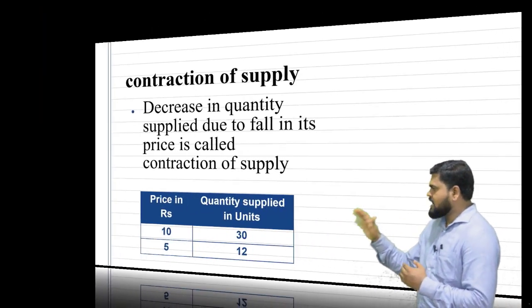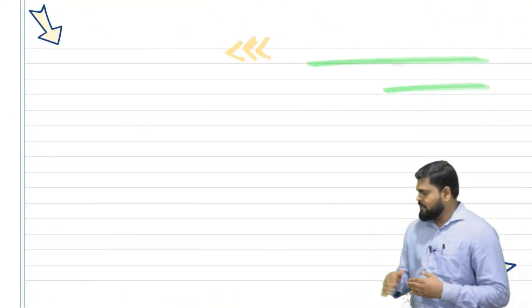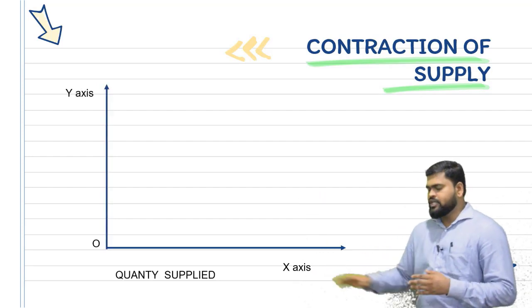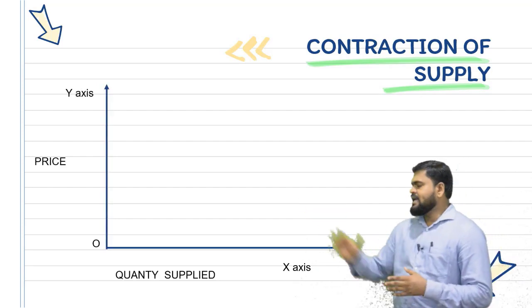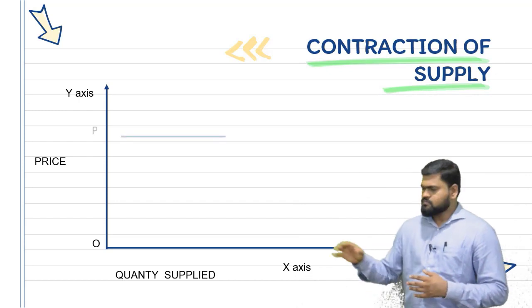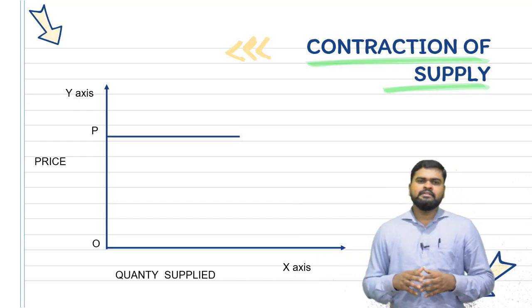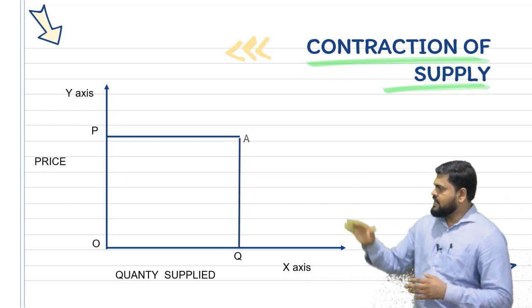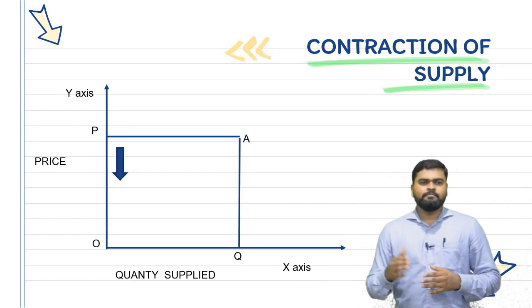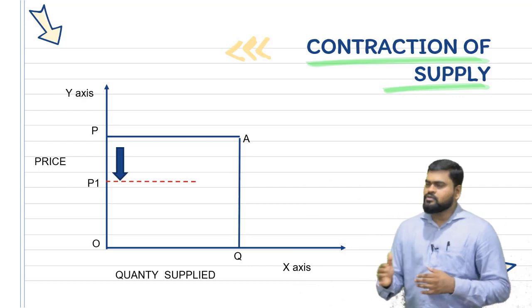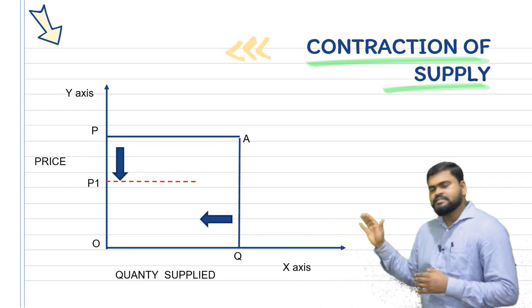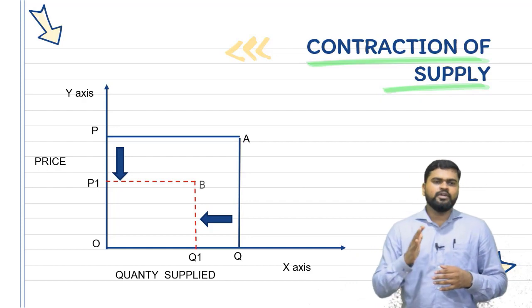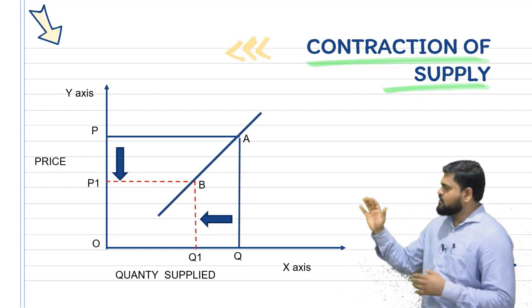Let us move on to the diagram of contraction of supply. We have the x-axis, we have the y-axis. On the x-axis we denote quantity supplied, on the y-axis we denote price. We have the origin O. When OP is the price, OQ is the quantity supplied at point A. When price decreases from OP to OP1, quantity supplied also decreases from OQ to OQ1 at point B. We have the supply curve SS.